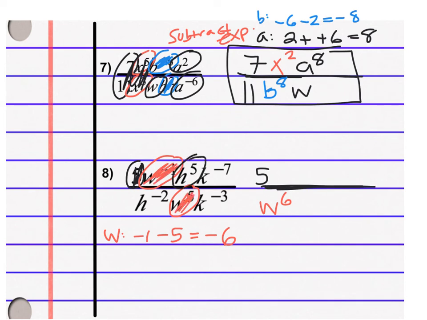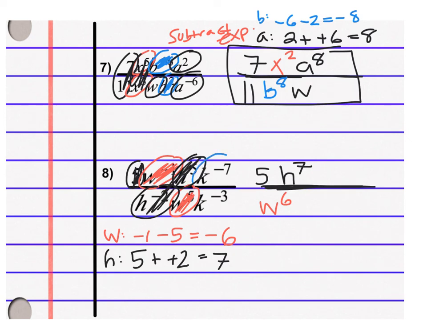For the H's, I have 5 minus negative 2. 5 minus negative 2 is a 7. Since it's positive, it goes on the top. Remember, those two negatives change to plus.